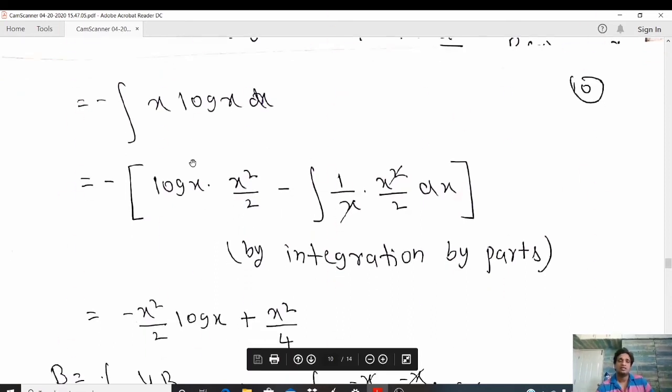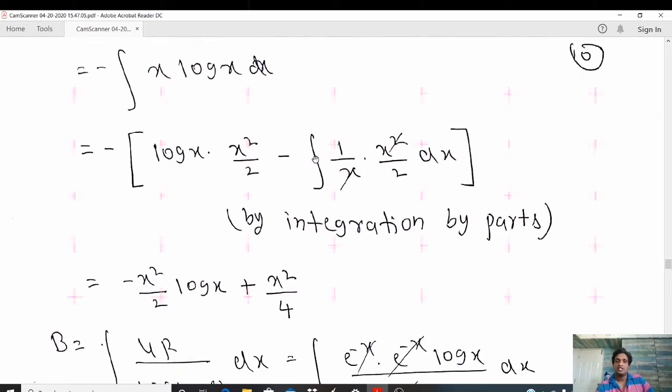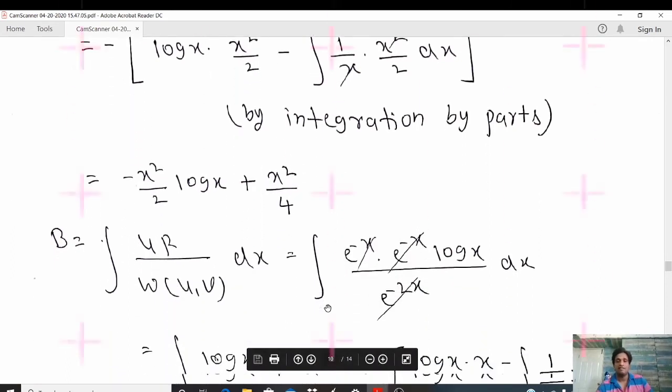Integration of x into log x. First, log x I am taking as the first function, and x as the second, so x square by 2, minus integration of log x's differentiation, which is 1 by x, times x square by 2 as it is. Here x gets cancelled and x is left in the integration, and the integration of x will be x square by 2. Here a 1 by 2 is there. Minus of minus will be plus x square by 4. This is our a value.